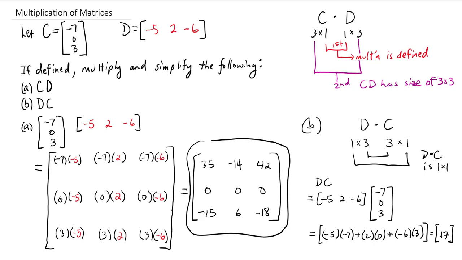And there you go. Both C times D and D times C are defined, but they look completely different. C times D has size 3 by 3, and D times C only has the size 1 by 1.